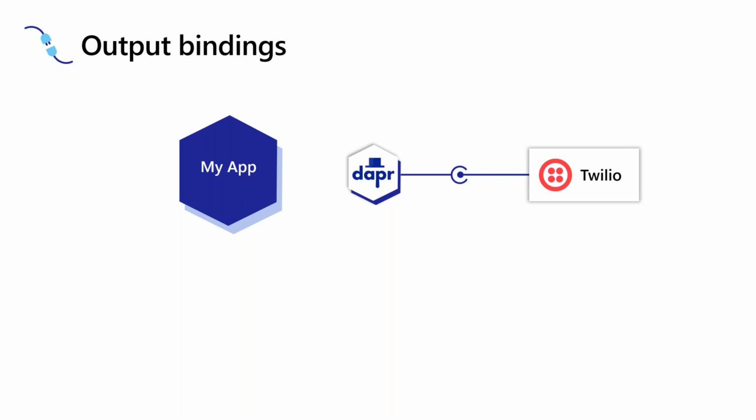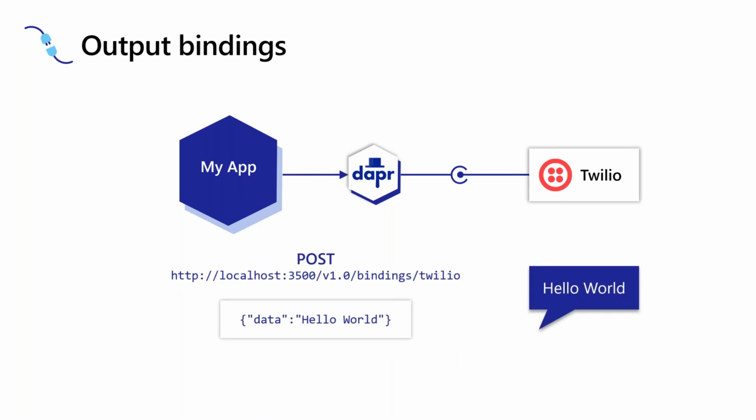So I want Twilio to send a simple SMS message, or I want to send an email on my behalf. This allows you, through the Twilio component, to say, I want you to send off an SMS message with the content "Hello World" to the phone provider I hooked up to my Twilio endpoint. So these input and output bindings allow you to communicate to external systems and triggers.